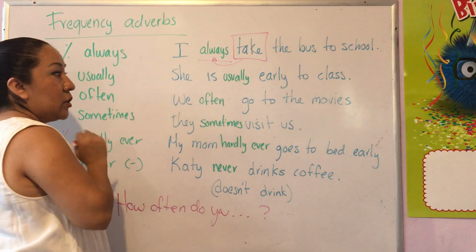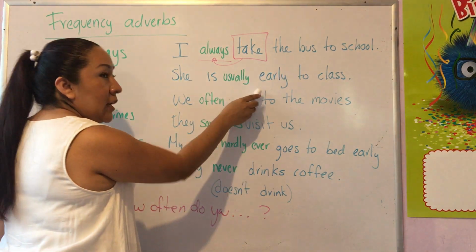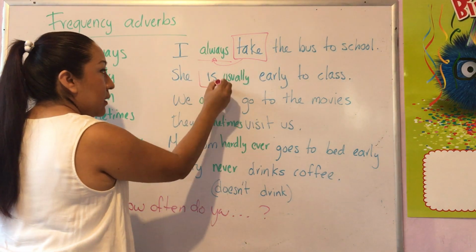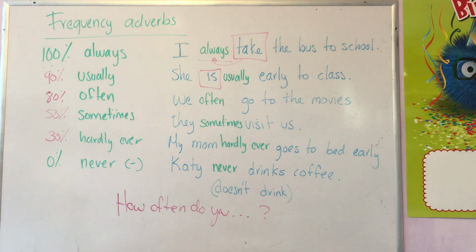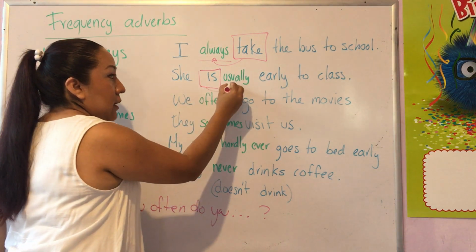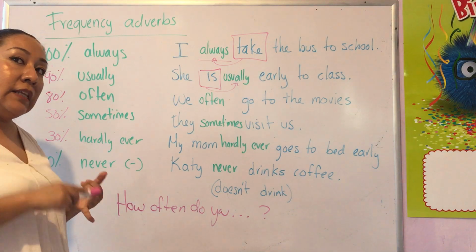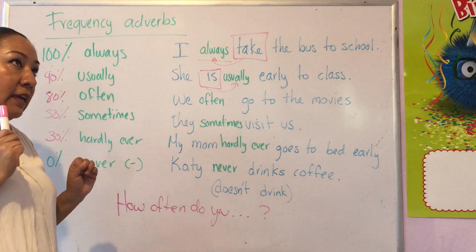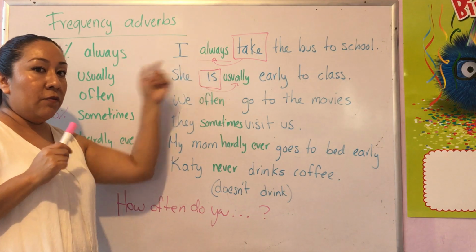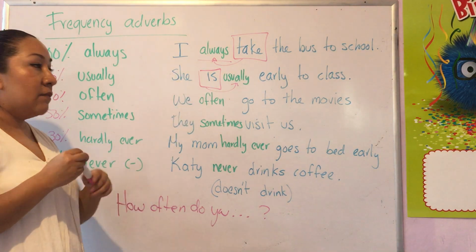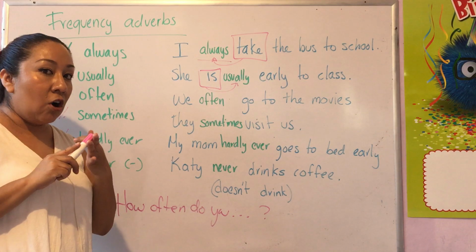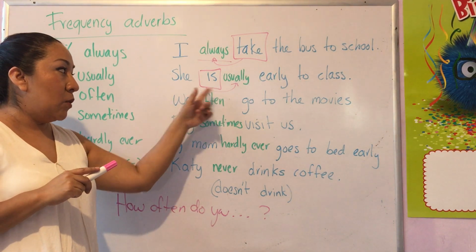Here, she is usually early to class. Early is not a verb. My verb is to be, is. So when your principal verb is the verb to be, the frequency adverb goes after. Okay? So if you have an action like cook, clean, sing, dance, play, you have to use it before. But if your verb is the verb to be, am, is, are, the frequency adverb goes after.